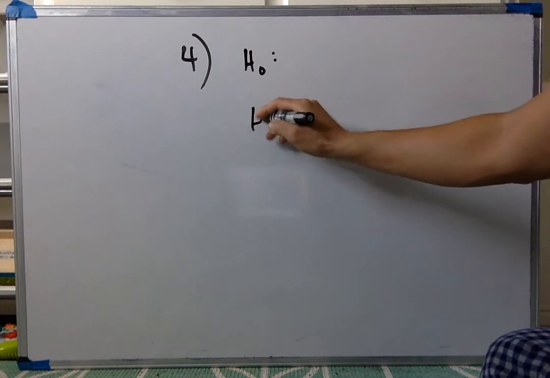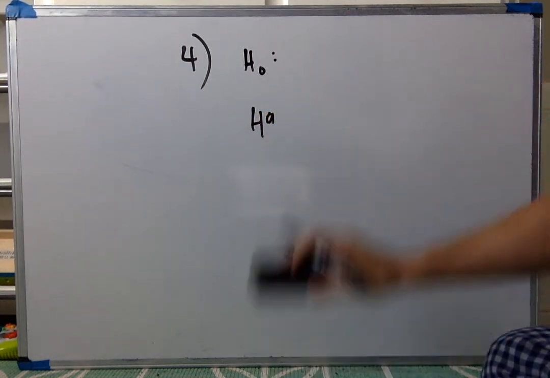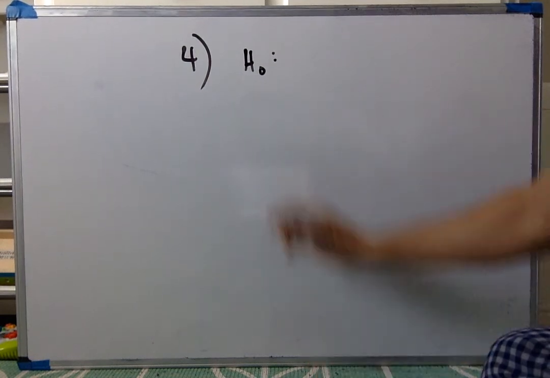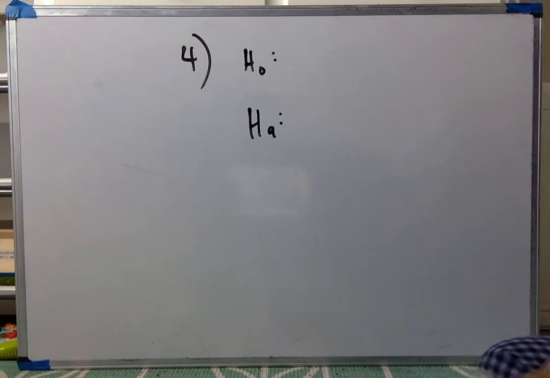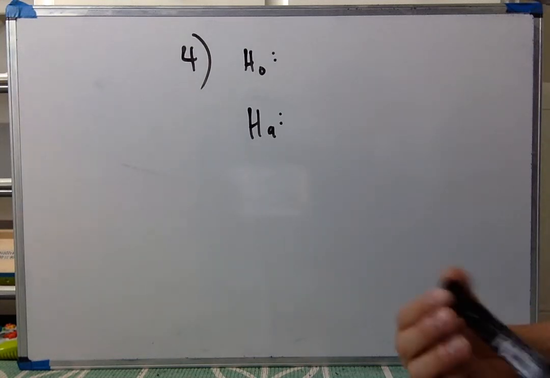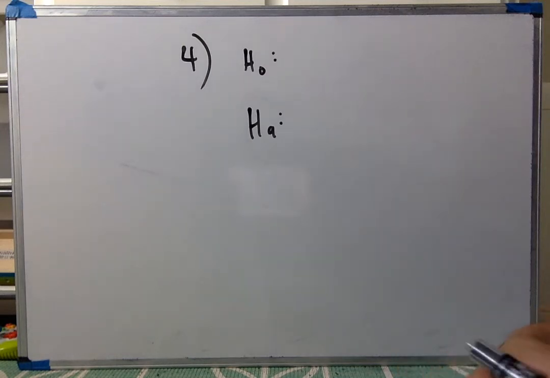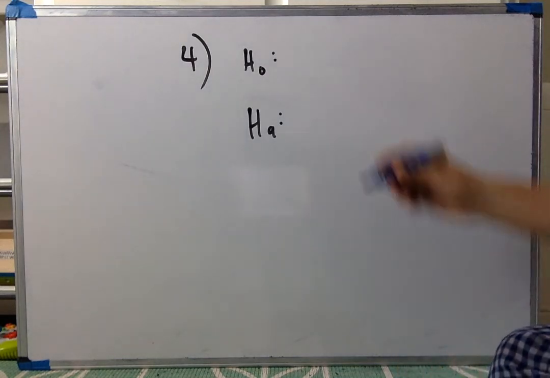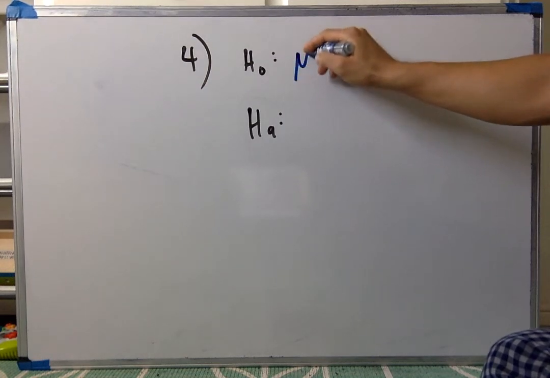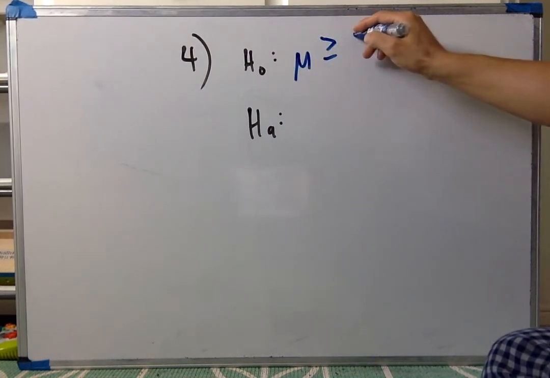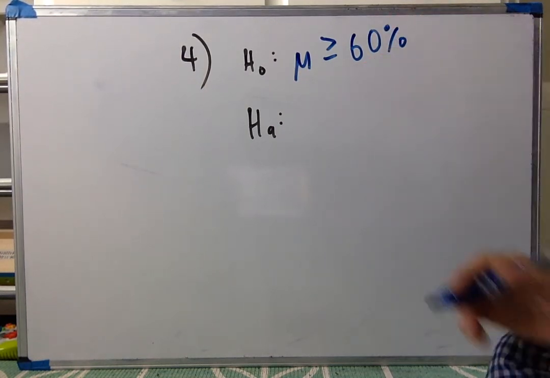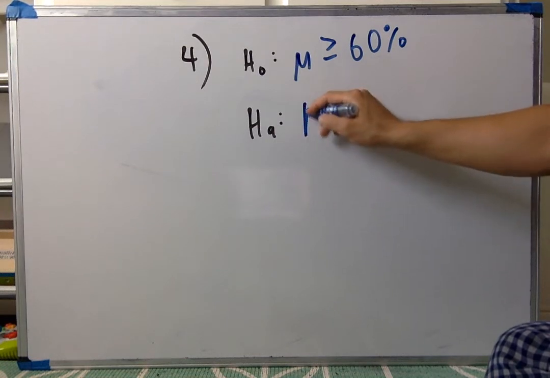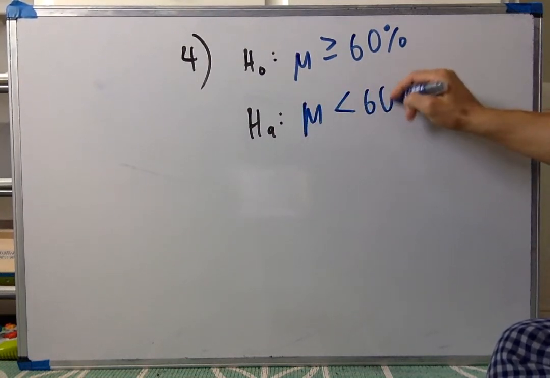Okay, so first H naught and HA. Actually, it's not important that we know which one is the claim to answer this particular question, because it only asks for the type 1 error and type 2 error. So we just need to know what H naught and HA are. H naught: the furniture store claims at least, meaning greater than or equal to 60%. So in other words, the claim is that mu is greater than or equal to 60%. Or you can write it as 0.6 if you prefer. And then the alternative is that mu is strictly less than 60%.